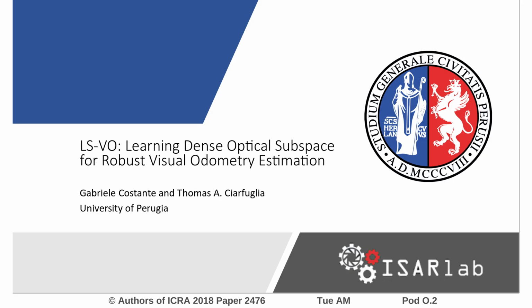In this work by Gabriele Costante and Thomas Ciarfuglia, a latent space representation for optical flow images is learned together with the visual odometry task. The aim of this technique is to improve generalization and robustness to covariate shifts for data-driven visual odometry systems.